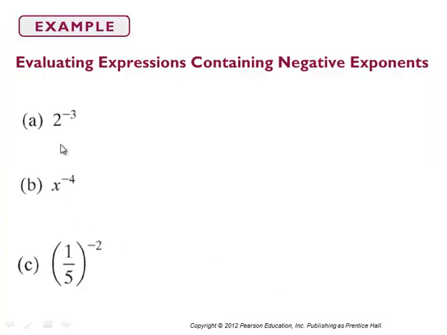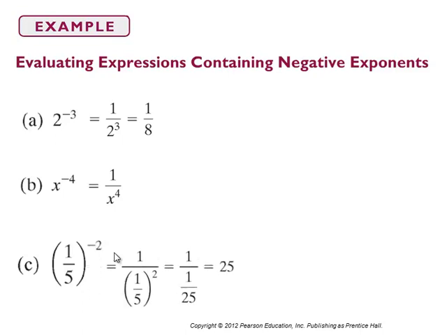So, for example, if you had 2 to the negative 3 power, well, that means 1/2 raised to the third power, which is 1/8. If you have x to the negative 4th power, that means 1 over x raised to the 4th power. And if you have 1/5 raised to the negative 2 power, well, the reciprocal of 1/5 is 5. So that means 5 squared, which is 25.